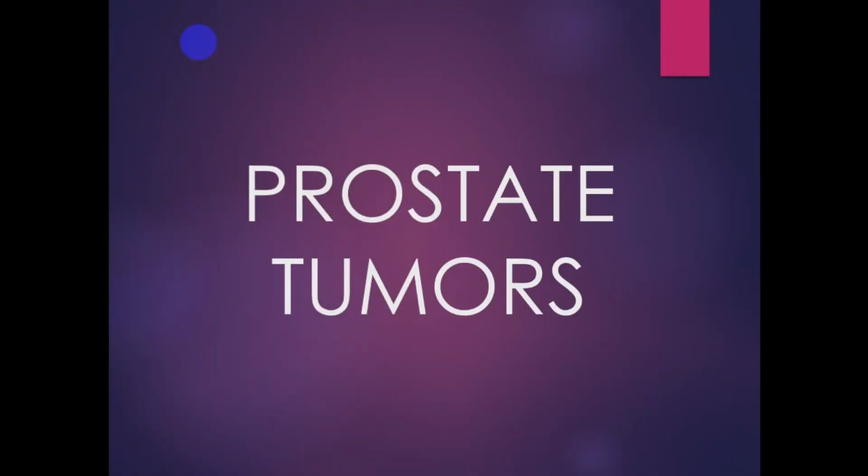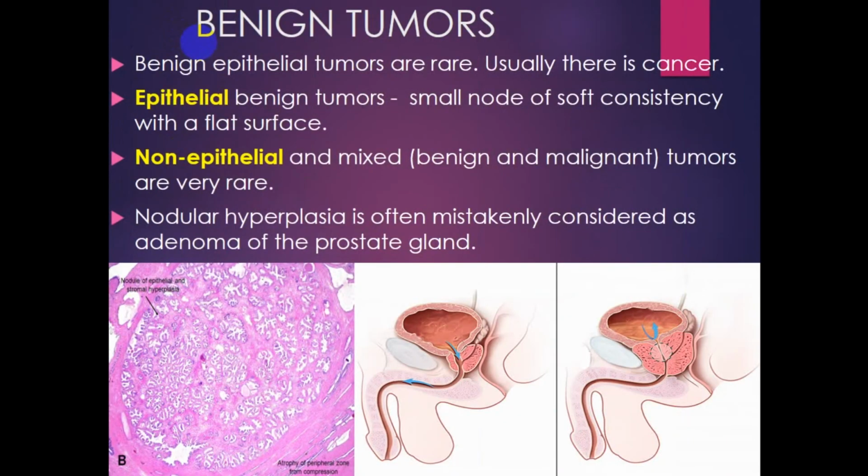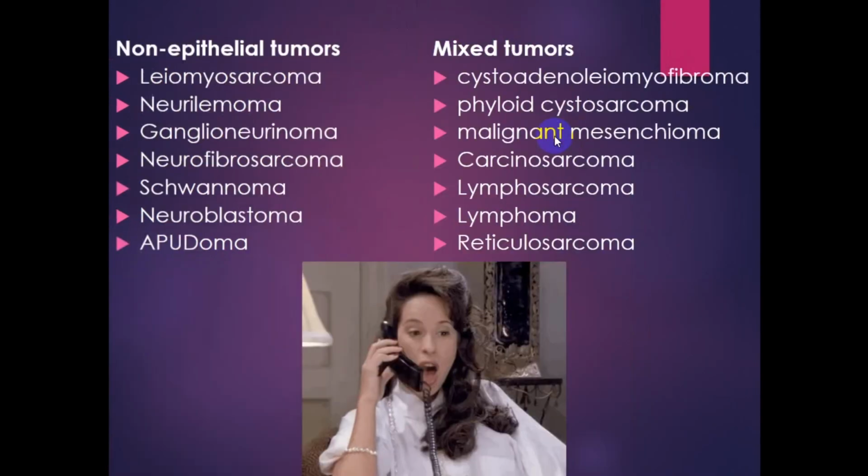Prostate tumors are common in men, so we should know more about them. They can be benign or malignant. Benign ones are epithelial and non-epithelial, and can also be mixed. Here you can see a histological structure and a scheme of how these tumors appear. They can be small nodes of soft consistency and other shapes.